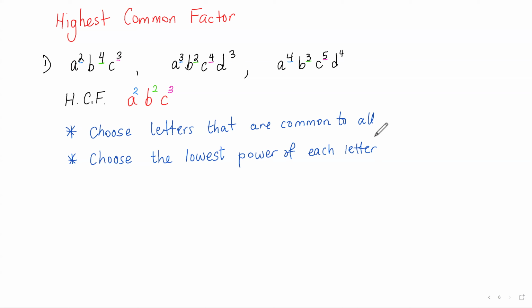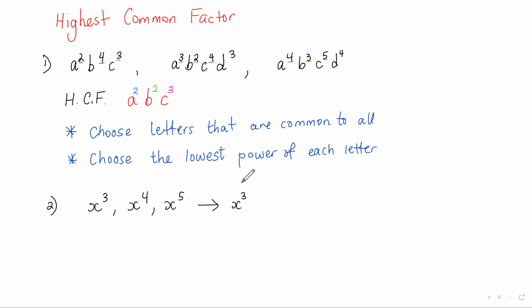So let me do an easier example now just to get the hang of it, right? Like if you had x to the power of 3, x to the power of 4, and x to the power of 5, the highest common factor here would be x to the power of 3 because it's the lowest power.